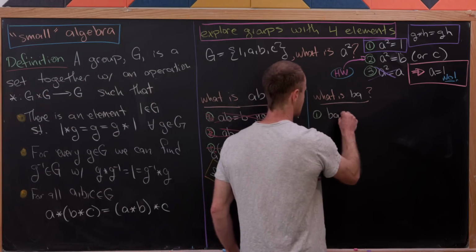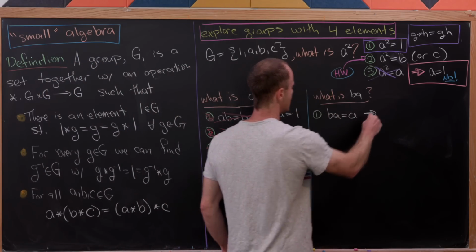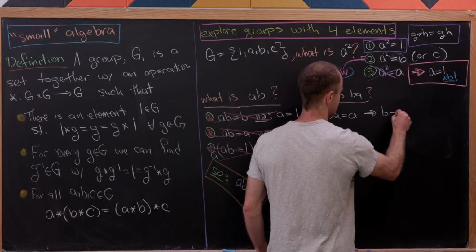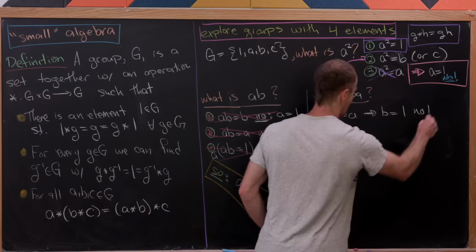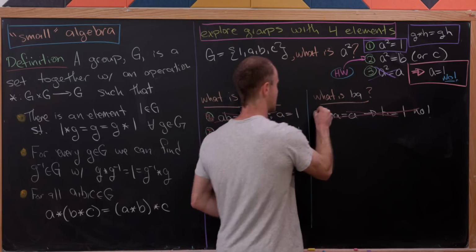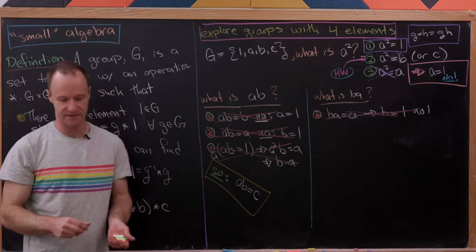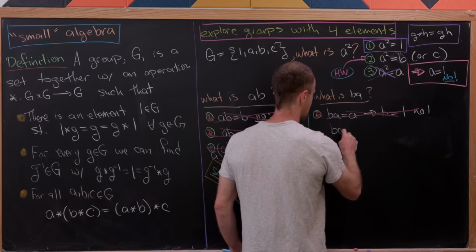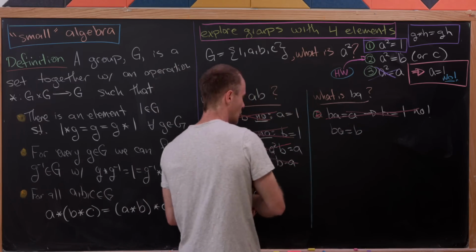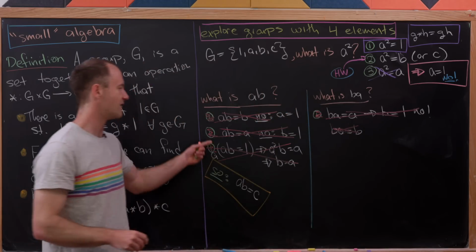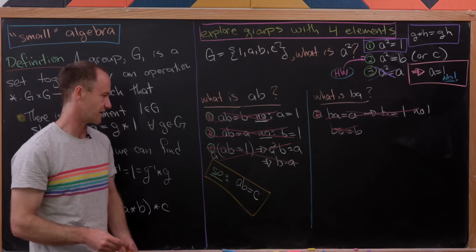Let's say b times a is equal to a. But notice, by right multiplying by a inverse, that tells us that b is equal to 1, and that is not possible. So in fact, that cannot be the case in this line of reasoning. Well, what if b times a is equal to b? You'll see that's also not possible, for a very similar reason to this over here.